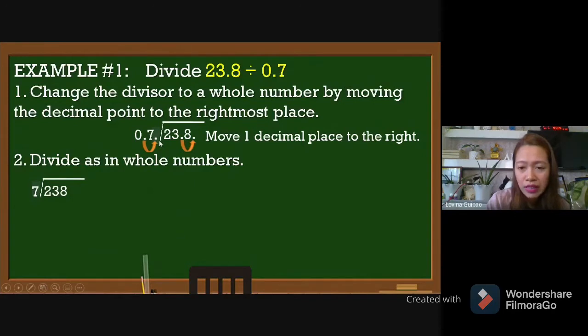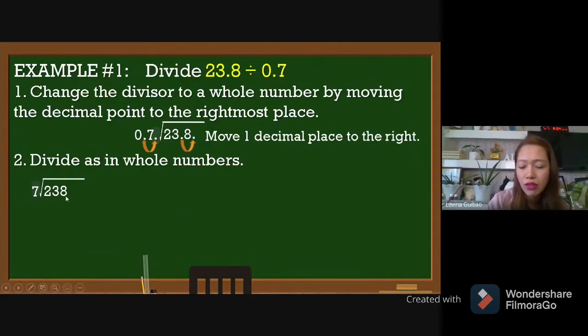Paano malalaman kung ilan ang lilipatan? Depende kung ilang decimal place meron ang divisor. Ganon din ang bilang ng ija-jump mong number to the rightmost. If you have moved 1 decimal place in the divisor, you will also need to move 1 decimal place of the dividend. Okay? Kung tatlo, tatlo din ang ililipat mo. Paano kung wala ng number dyan? Dagdag ka lang ng 0 sa i-move mo.